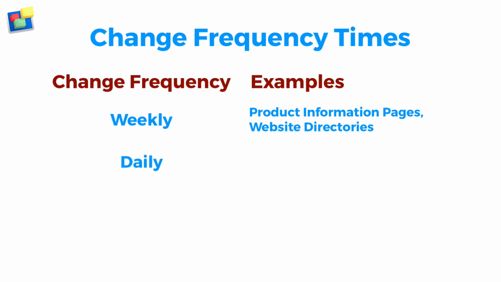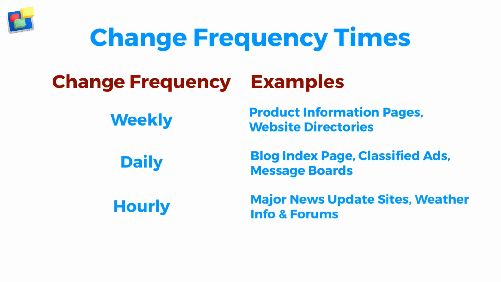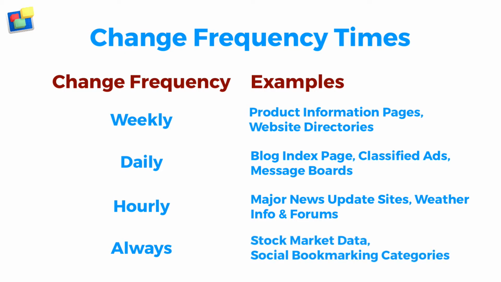Daily is used for page types that include blog index pages, classified advertisements, and small message boards. Hourly can be used for major news update sites, weather information, and forums. And lastly, always is used for pages relating to items such as stock market data and social bookmarking categories.